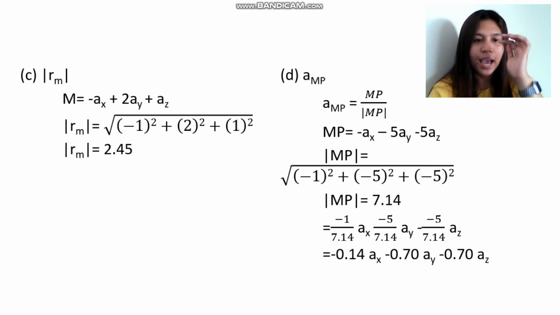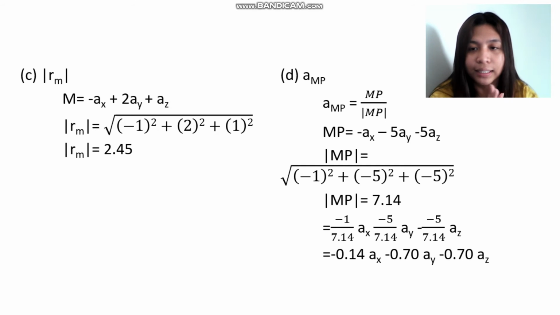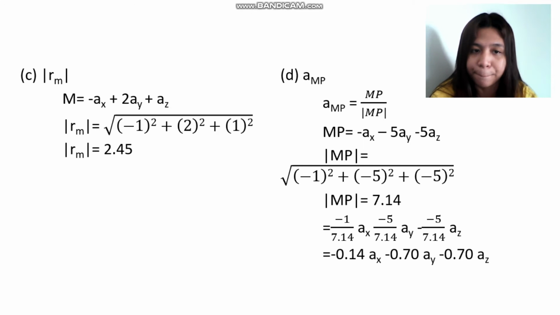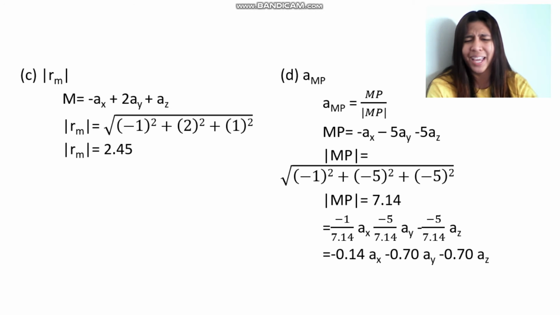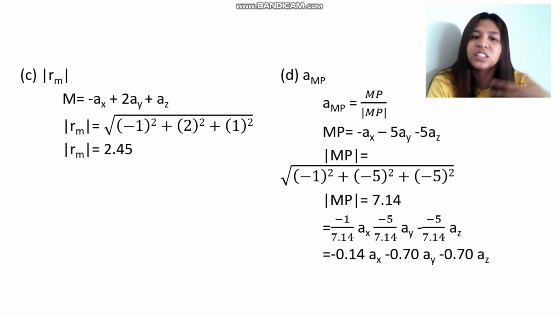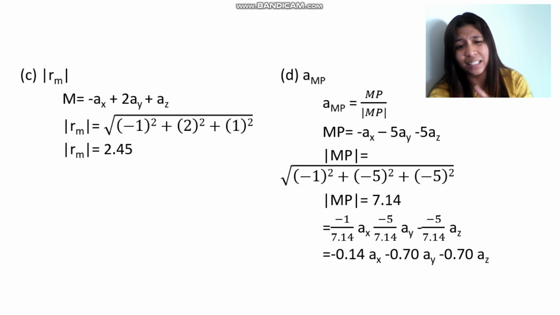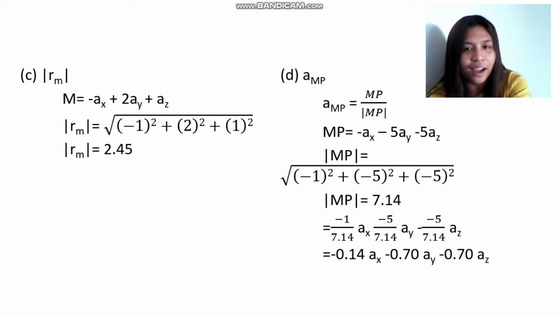So, okay. How about this one? Ang kukunin naman natin sa letter C is yung absolute value of Rm. And ang Rm is negative ax plus 2ay plus az. Gagamitin nga natin yung formula na square root of x squared plus y squared and z squared. Kapag nilagay natin yung values niya, which is negative 1, 2, and positive 1, makukuha natin yung absolute value ng Rm, which is 2.45.